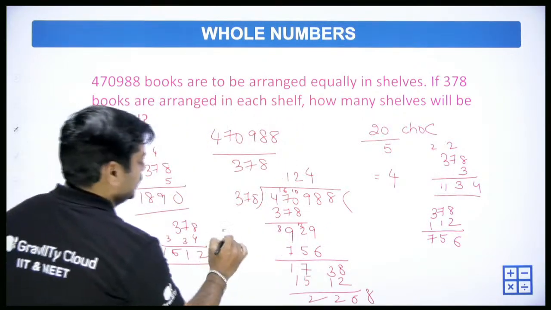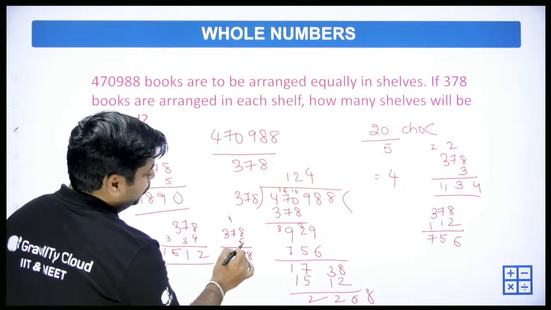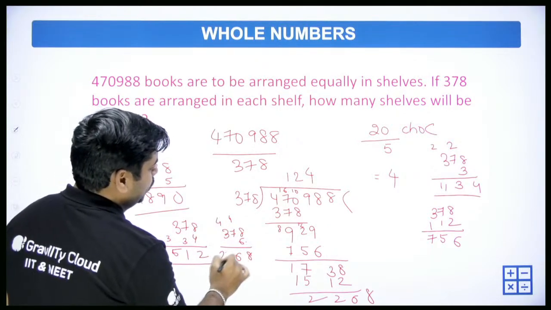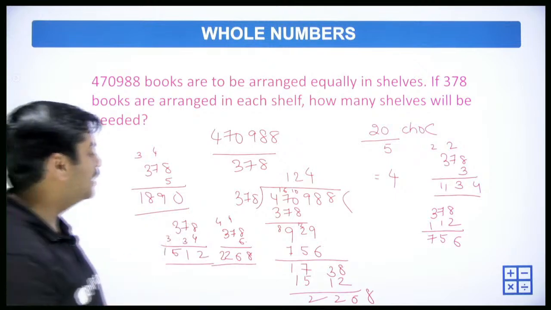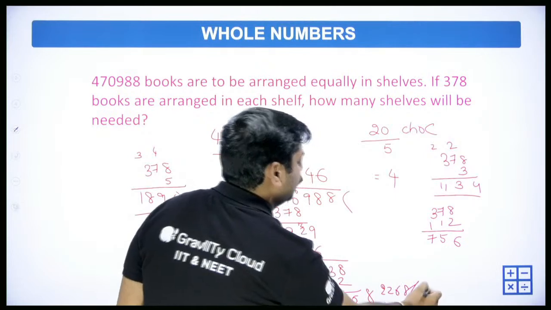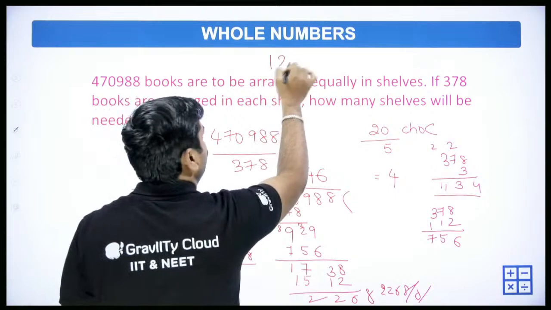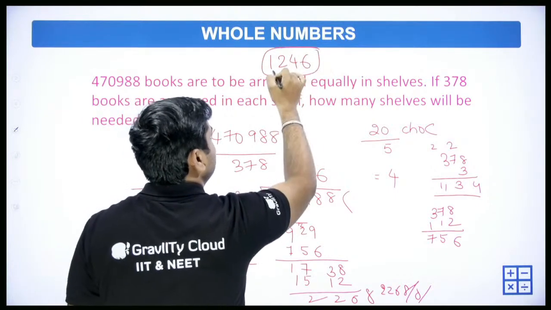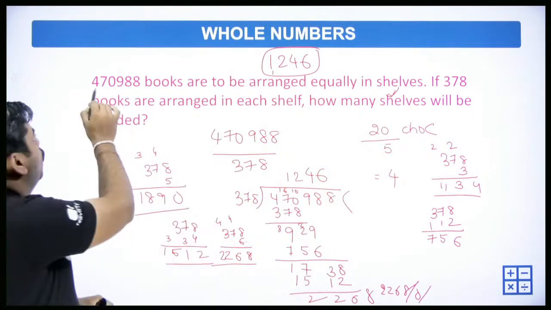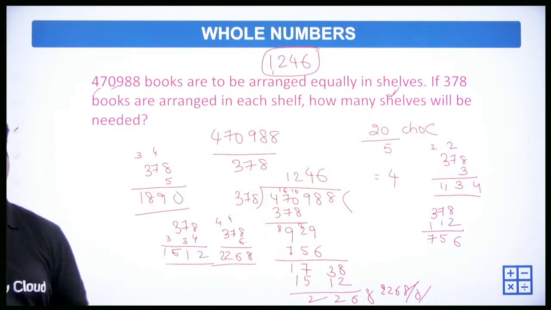Let me check that. 378 into 6: 6 8s are 48, 6 7s are 42, 43, 44, 45, 46, 6 3s are 18 plus 4, 22, exactly 2268. So 378 into 6 times will give you 2268, and that gives the remainder as 0. So finally the answer is 1246 shelves are required to arrange all these 4,70,988 books.